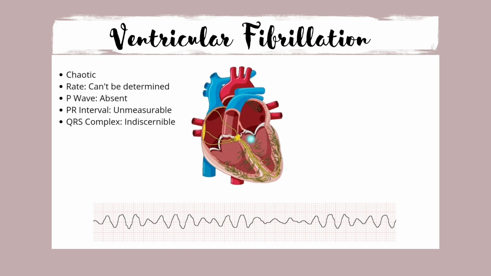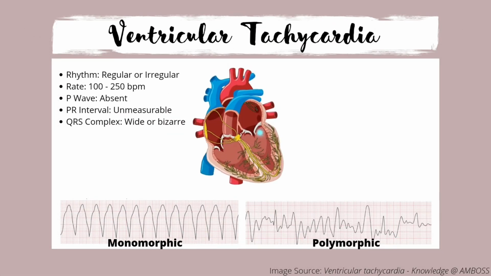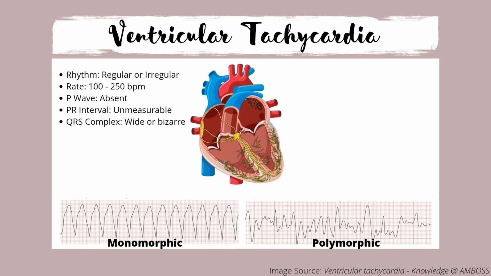Characteristics. Rhythm is chaotic. Rate can't be determined. P wave is absent. PR interval is unmeasurable. QRS complex, indiscernible.